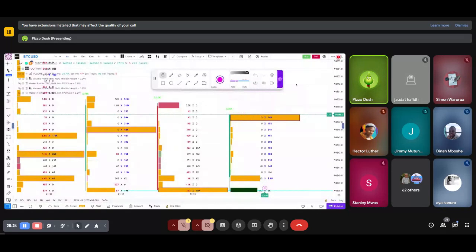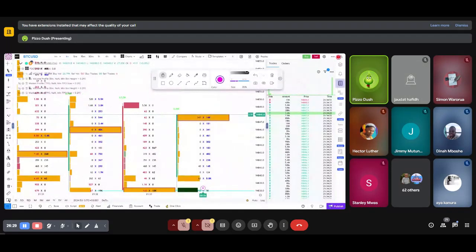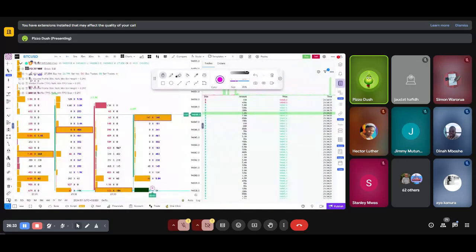So for example, acheni niwaonyeshe tu kidogo in case tuende hapa hivi kwa order book, and this is order book. So green is for buys.